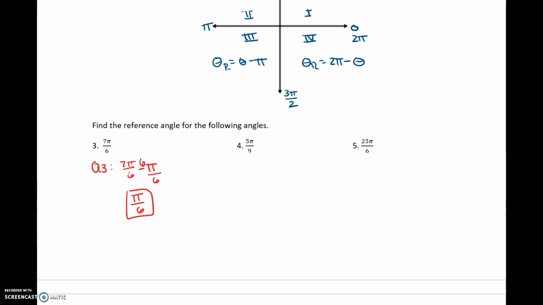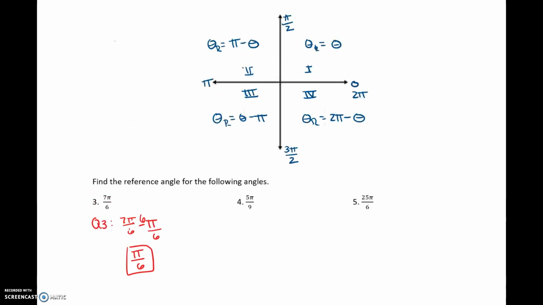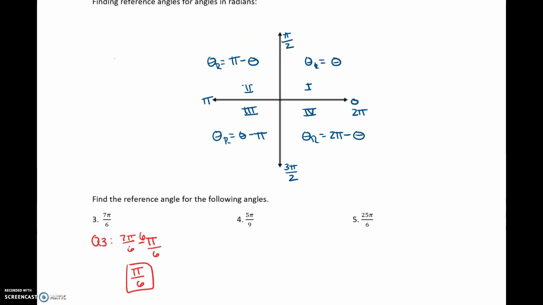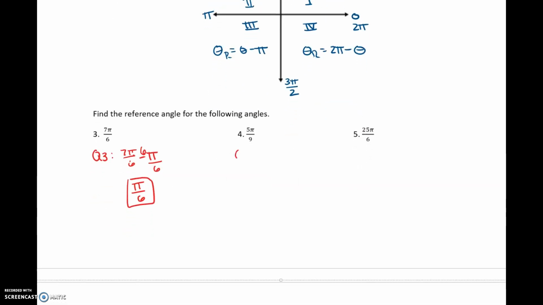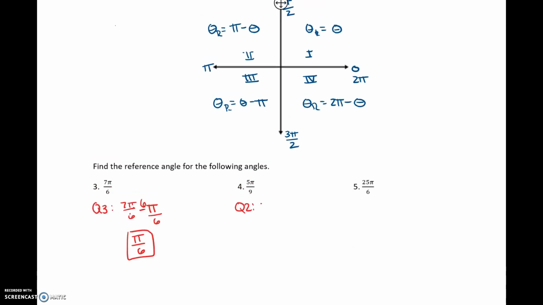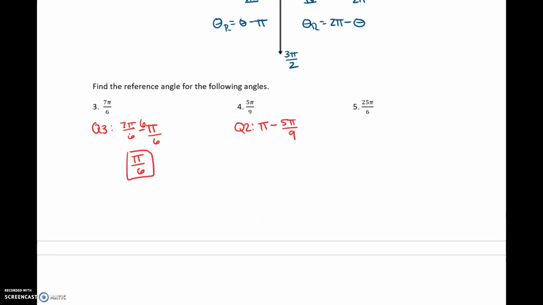Now let's take a look at number 4. So 5 over 9 is a little bit more than a half. So if I go up here, if it's more than a half but less than 1, it's in quadrant 2. So we're going to be in quadrant 2. So the reference angle rule for quadrant 2 is going to be pi minus theta. So pi minus 5 pi over 9. Again, I'm going to get a common denominator, so I'm going to multiply the top and bottom by 9. So 9 minus 5 is going to give me 4 pi over 9. So my reference angle in this case is 4 pi over 9.